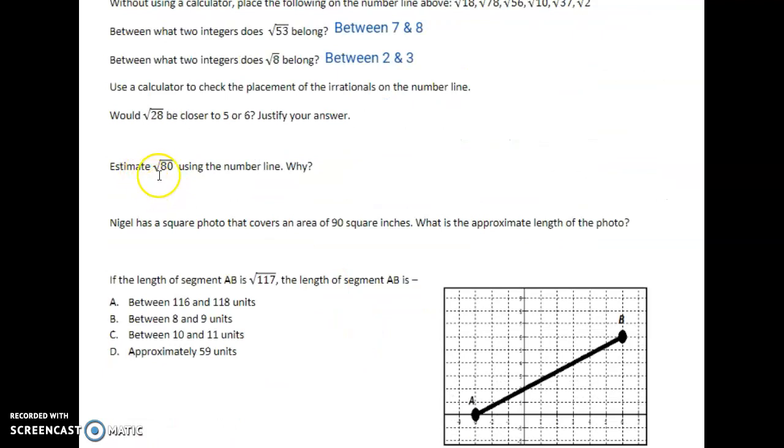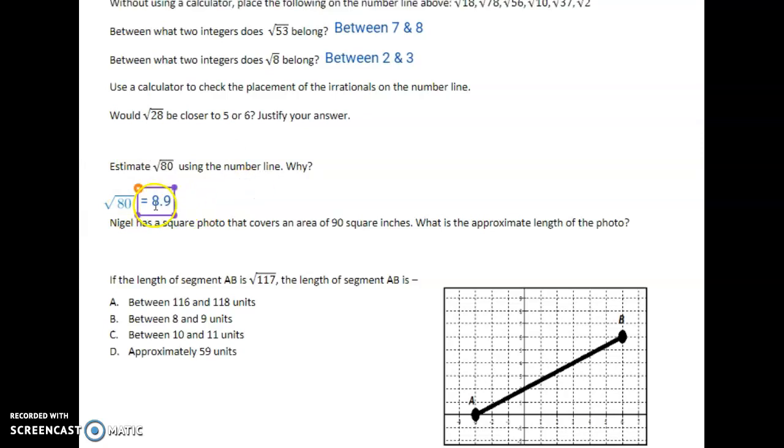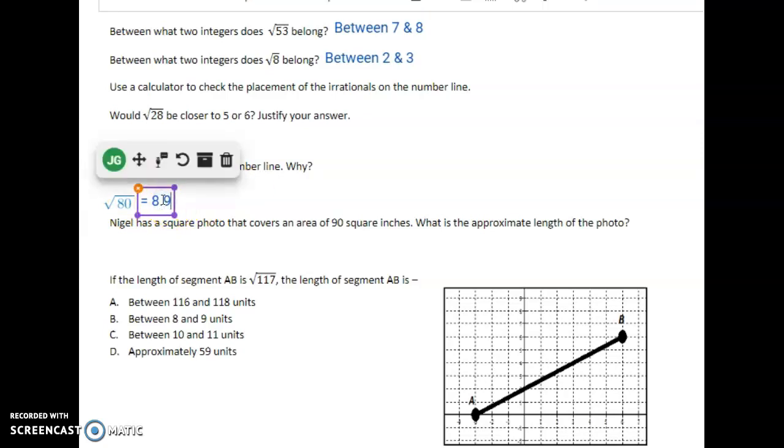It says estimate the square root of 80 using the number line above. And I am going to do this one with you. So if I key the square root of 80 into my calculator, that is going to equal approximately 8 9/10.